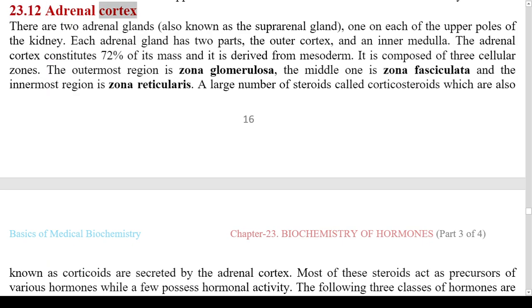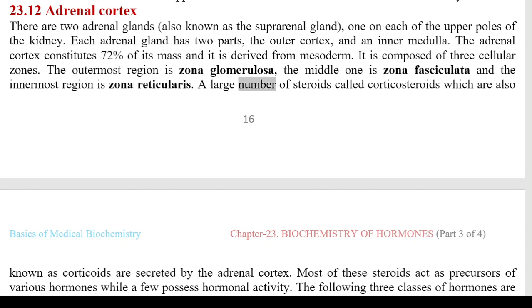23.12 Adrenal cortex. There are two adrenal glands, also known as the suprarenal glands, one on each of the upper poles of the kidney. Each adrenal gland has two parts, the outer cortex and an inner medulla. The adrenal cortex constitutes 72% of its mass and it is derived from mesoderm. It is composed of three cellular zones. The outermost region is zona glomerulosa, the middle one is zona fasciculata and the innermost region is zona reticularis.